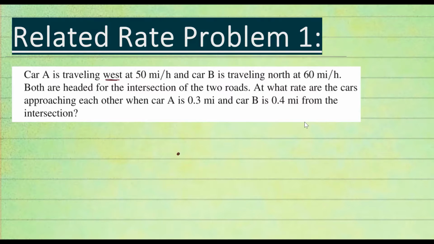So let's suppose this is car A and it's traveling west right here, at a rate of 50 miles per hour. Car B is traveling north at 60 miles per hour. So let's suppose car B is here and it's traveling north, in that direction, and it's just going to keep traveling. They're both headed for the intersection. So this is the intersection. Let's call that C.